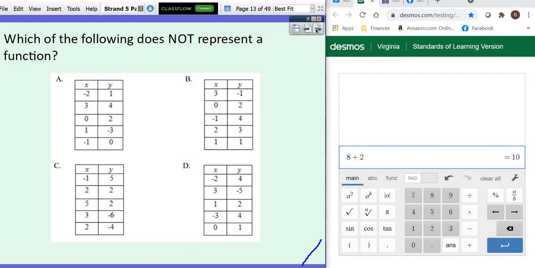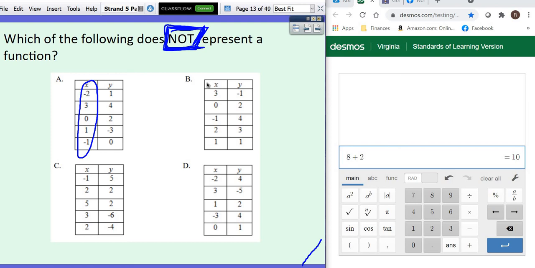Okay? So which of the following does not represent a function? Always make sure of what the question is asking. So this is a not. So we want to see some repeating x's. So let's look at A. -2, 3, 0, 1, and -1 are all different. So that is a function.